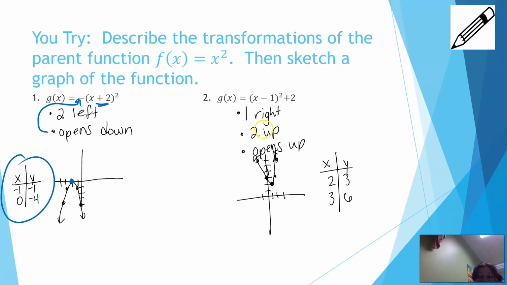The second one, there's no number in front, so it still opens up. Neither one of these had a stretch or shrink or compression, but this one, because of the minus 1, was 1 right and up 2. So my vertex was 1, 2, and then you could have used the table to plot the other points.